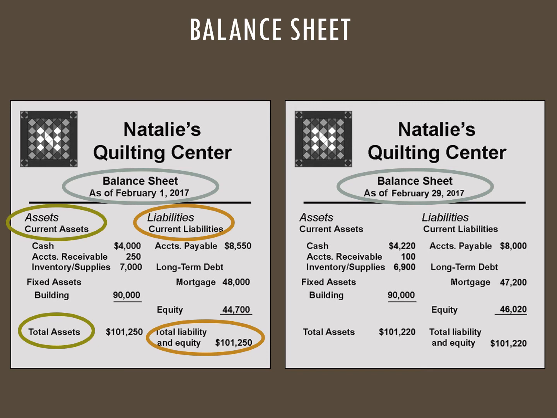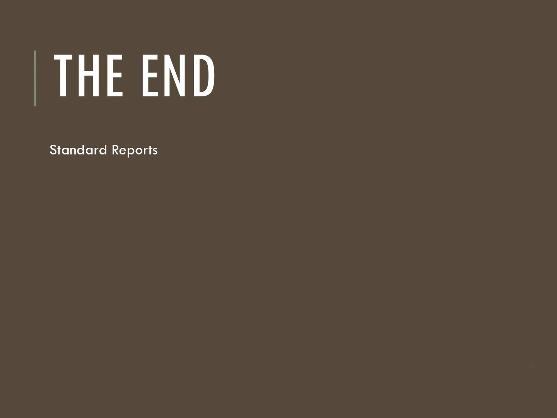And then you can see the equity has changed. So we've moved from 44.7 to 46.02 as far as our equity. So we're increasing our equity as we pay down that. And that concludes standard reports.